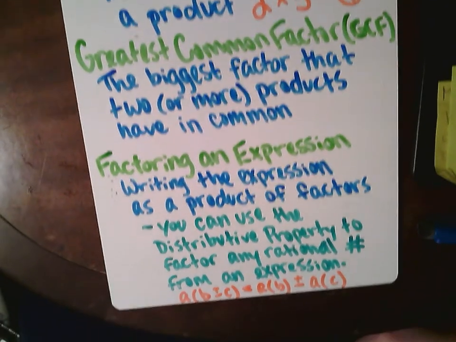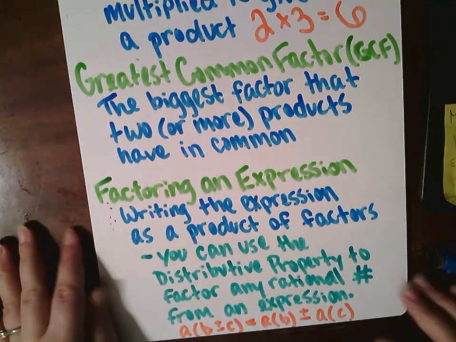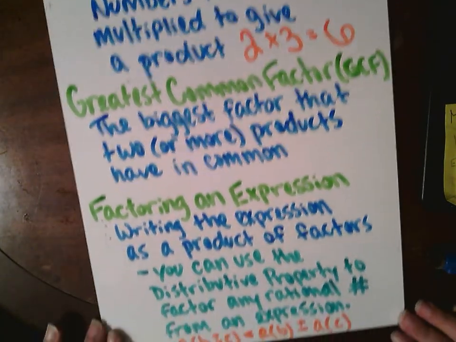But we have factoring an expression, and this is new to us. This is what we're doing in this lesson. When we're factoring an expression, we're writing the expression as a product of factors. So let's break that down a little bit. We're writing an expression. We know an expression is going to be something like 4x plus 2. We have that term with a variable, we have an operation, we're adding, and then we have a constant. Product, remember product means multiply, and factors, we said factors were numbers that are multiplied to give a product. We'll see how this all comes together.